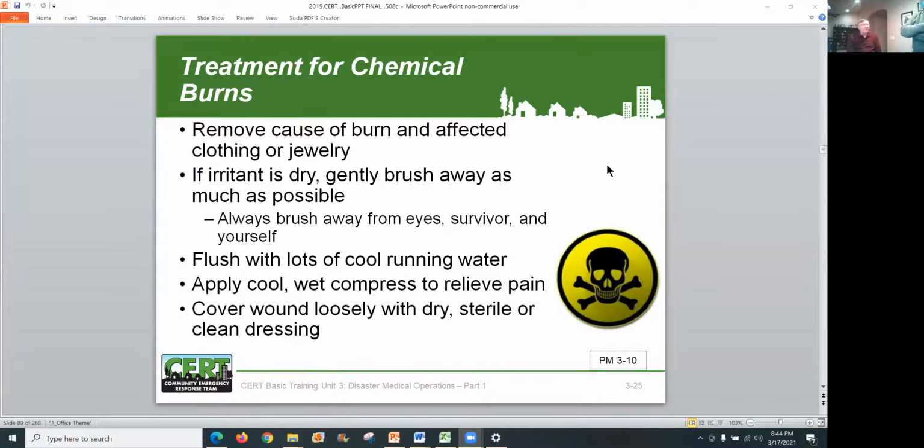You notice you're still keeping yourself safe there. Flush with a lot of cool running water. Apply a cool wet compress to relieve pain. Cover the wound loosely with a dry, sterile, or clean dressing.